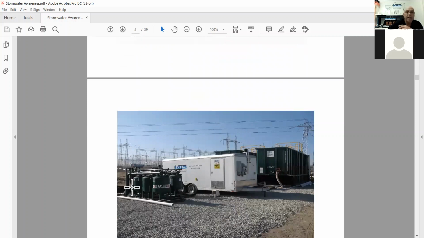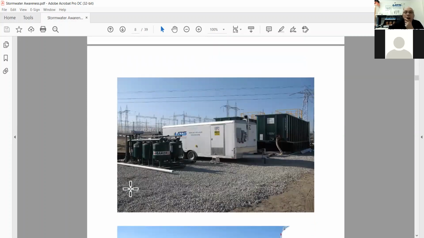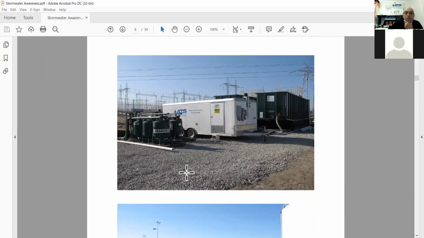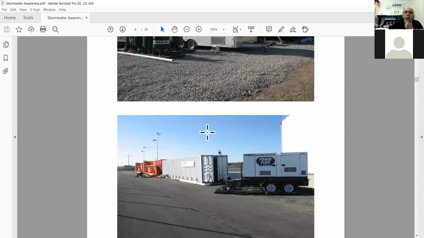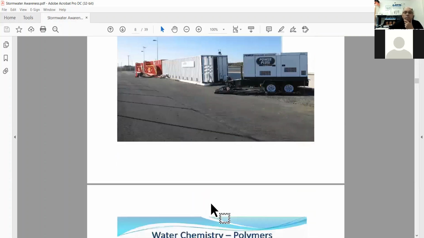And I almost forgot, I had a couple more pictures to show you what active treatment systems look like. I was wondering where that picture came from. And here we see tanks, the control system, filters. Here we've got our control system with the filter inside, tanks, and the generator ready to run the water.